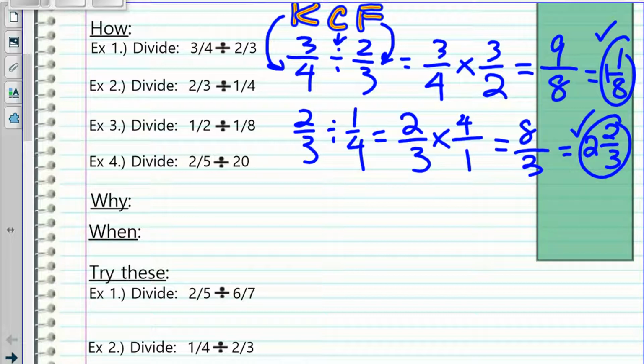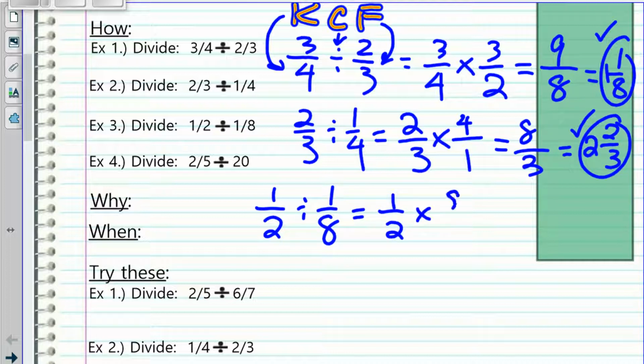Now looking at the 3rd one, 1/2 divided by 1/8. Again, keep, change, flip. By the way, you can actually make the video go slower if you change the speed of the video. At the lower right-hand corner of the video itself, there's a setting. If you change it to like 3/4 speed, it might be worth your while. It's up to you though. Now look at this. Uh-oh, we can cross cancel here. 2 going into 2 once.